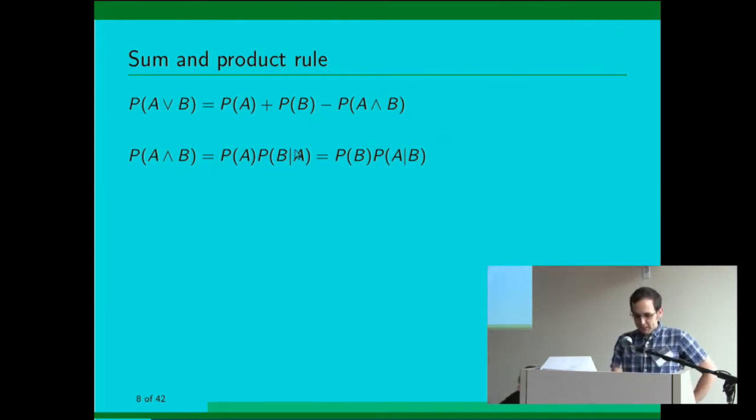The second one here is the product rule. Probability of A and B, you can get that in two ways. You first give the probability of A and then times the probability of B given A, or you can do it the other way around, equals the probability of B times A given B. And if you take these two and divide the B onto the other side, that's Bayes' theorem.